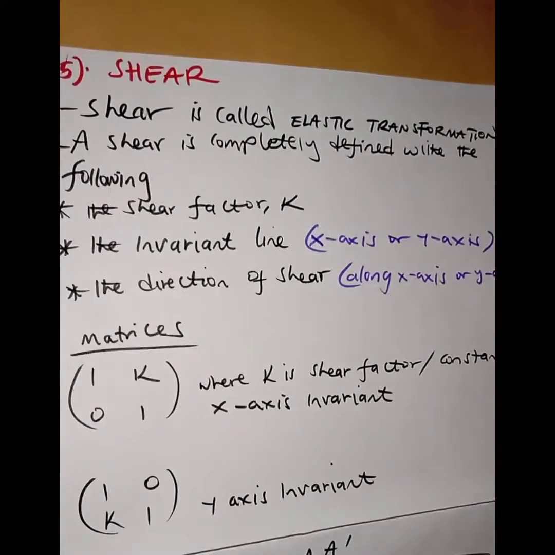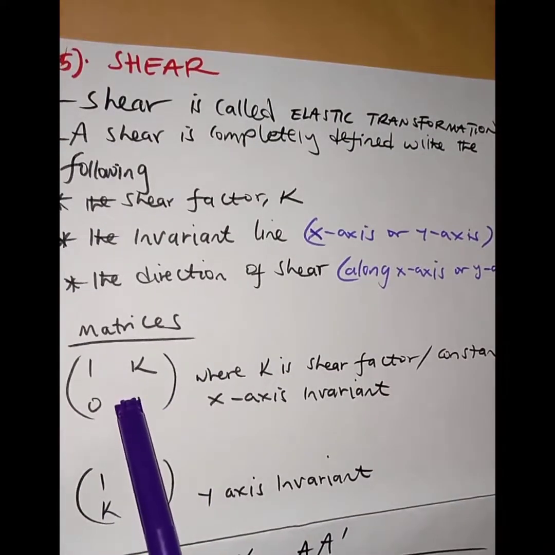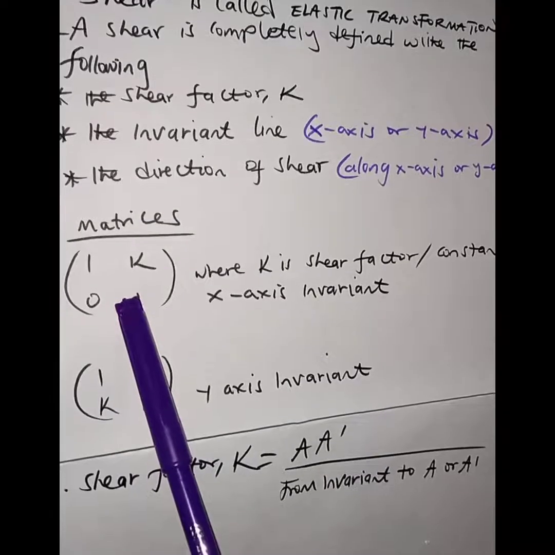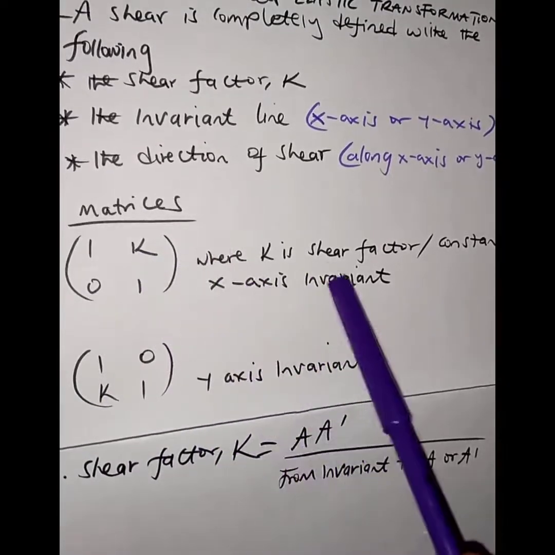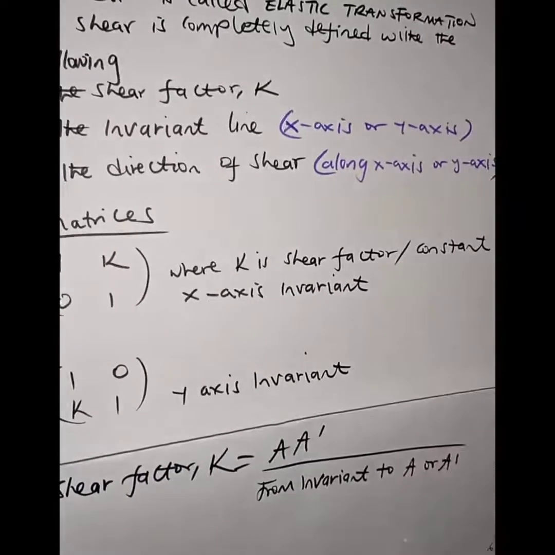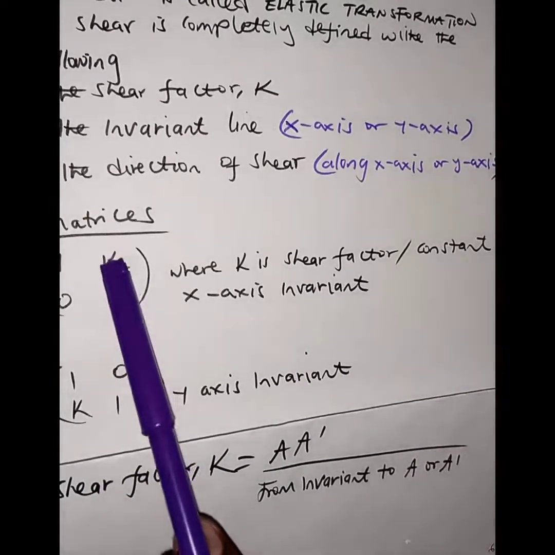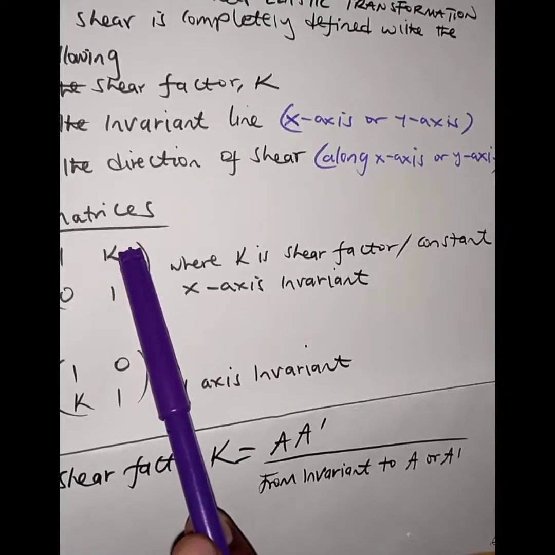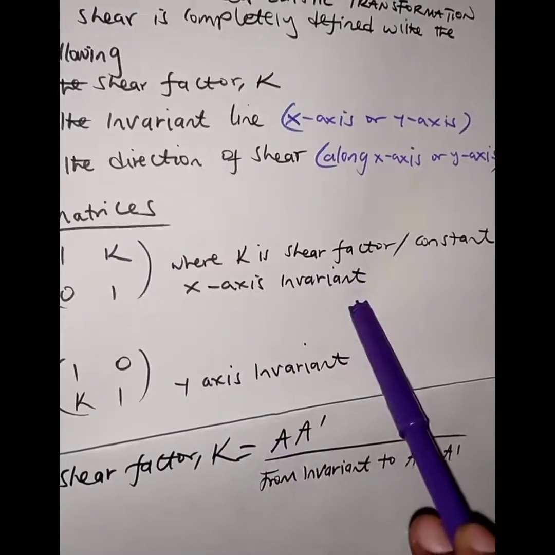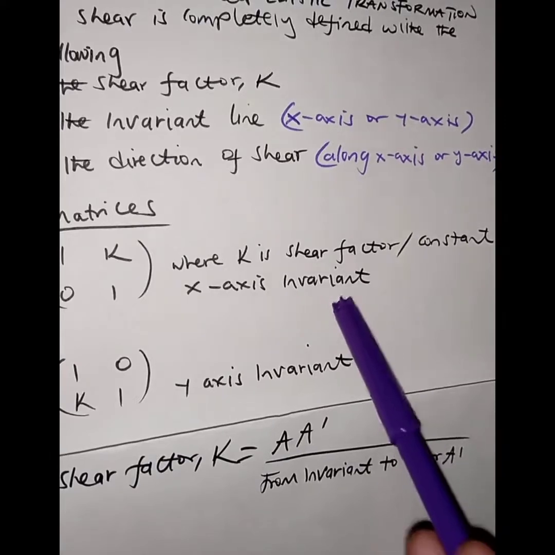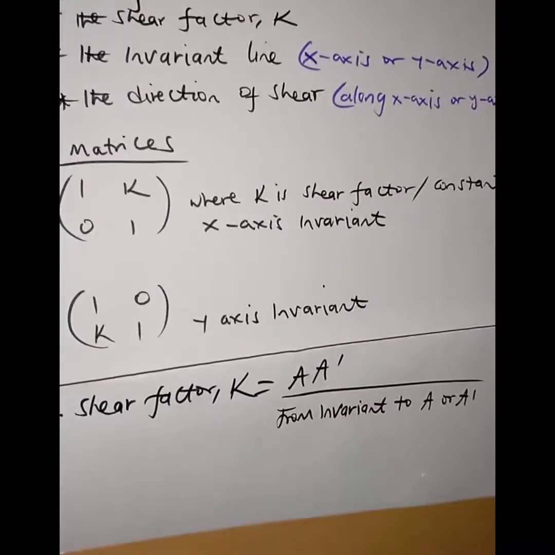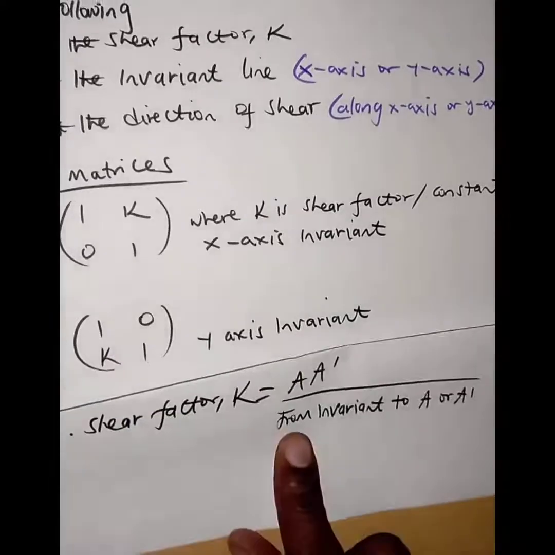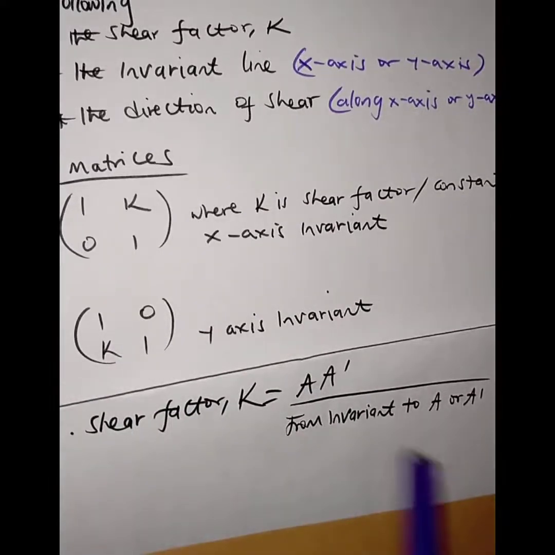Next, the matrices for shear. We have [1 K; 0 1], where K represents the shear factor, or we can call it the constant. Once the shear factor is on top like this, just know that it was the x-axis which was not moving, or we call it invariant. The x-axis was invariant. In the second scenario, K is down, the shear factor is down. In this case, it means it was the y-axis which was invariant.